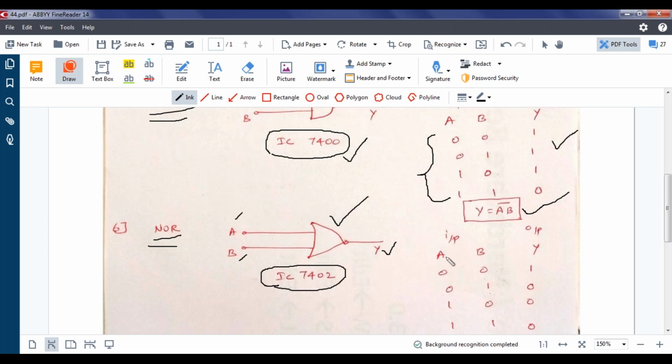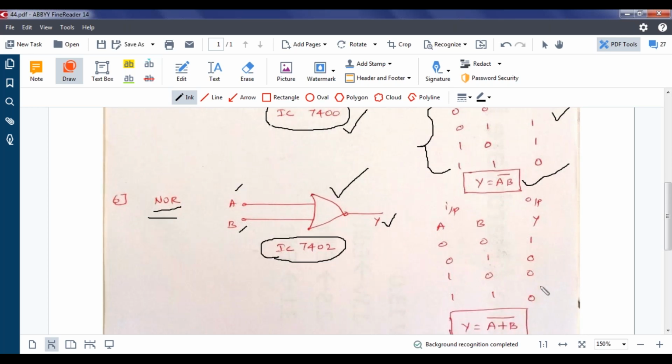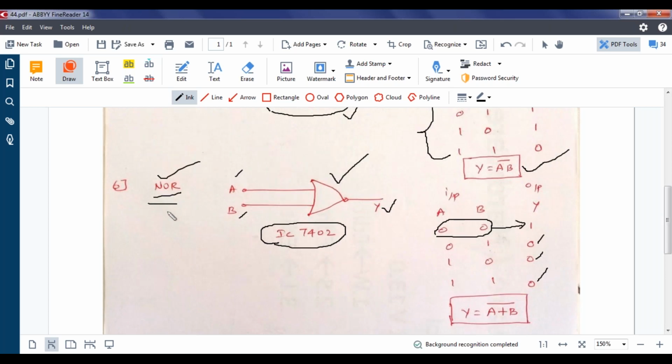Truth table: A and B are your inputs, capital Y is your output. 00 gives 1, 01 gives 0, 10 gives 0, 11 gives 0. If both the inputs are low, in that case you will get output as 1. So in the rest of the cases you will be getting output as 0. This is the logic of your NOR gate. So what is the algebraic expression of the NOR gate? Capital Y equals A plus B the whole bar.